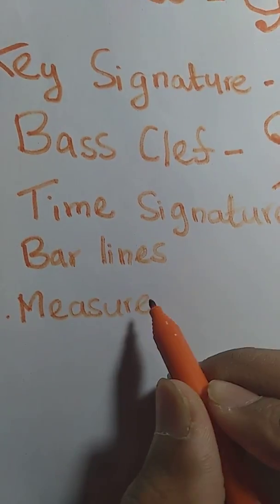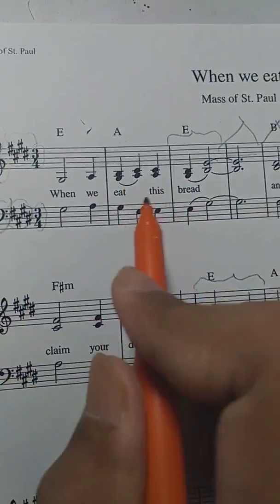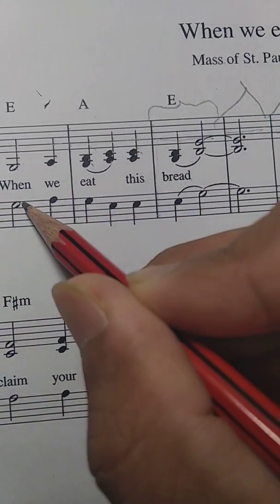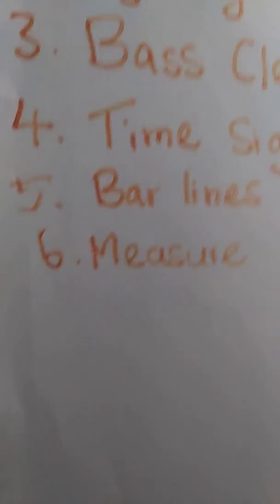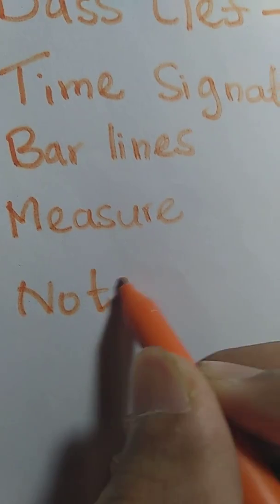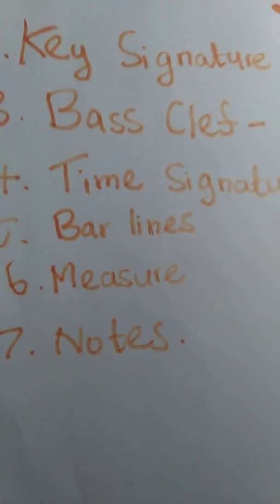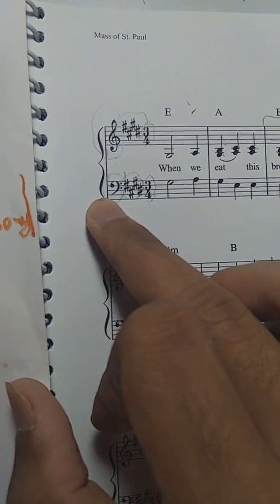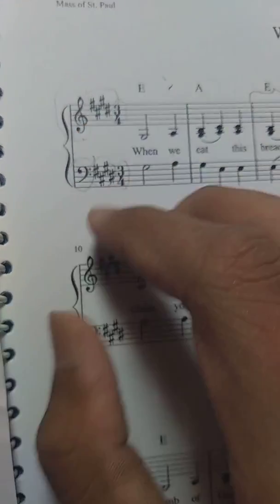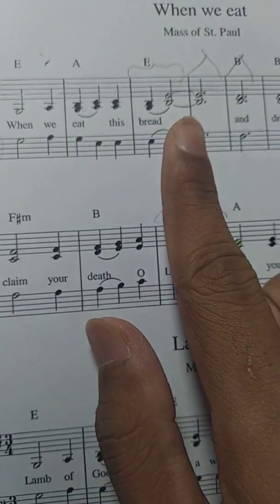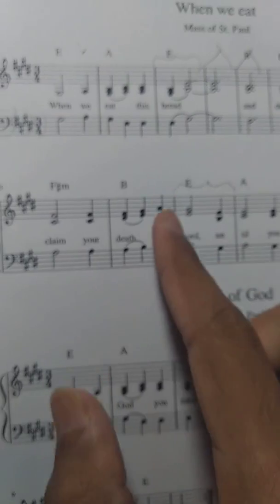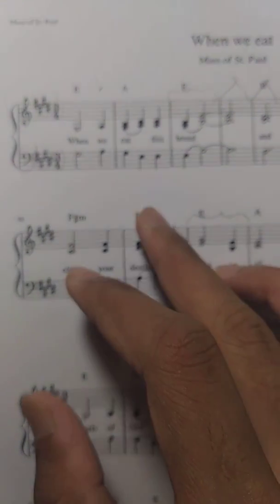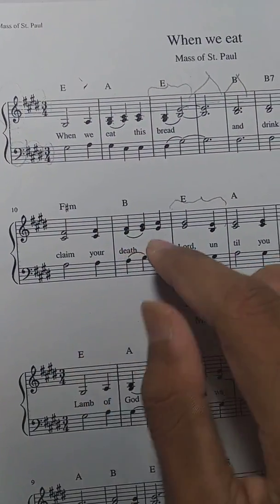So the bar lines divide the whole piece into measures. Then you see all those dots here. They are all known as the notes. So that's all the basic terminologies: the treble clef, the bass clef, the key signature, which is not compulsory, the time signature, the measures, the bar lines which divide the measures, and then we have notes which are placed inside those.